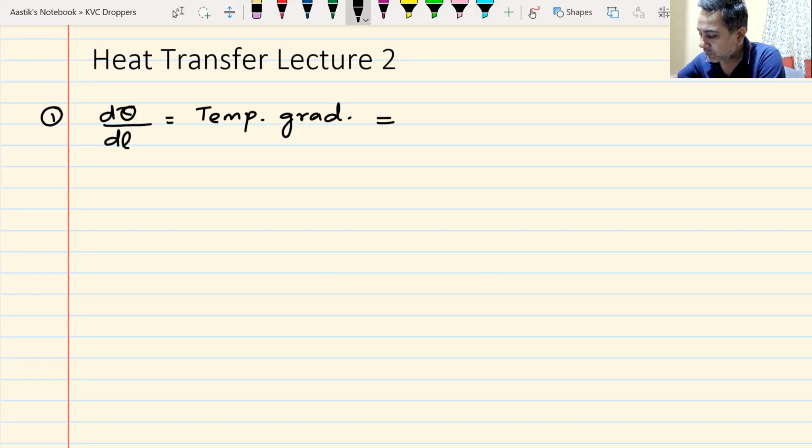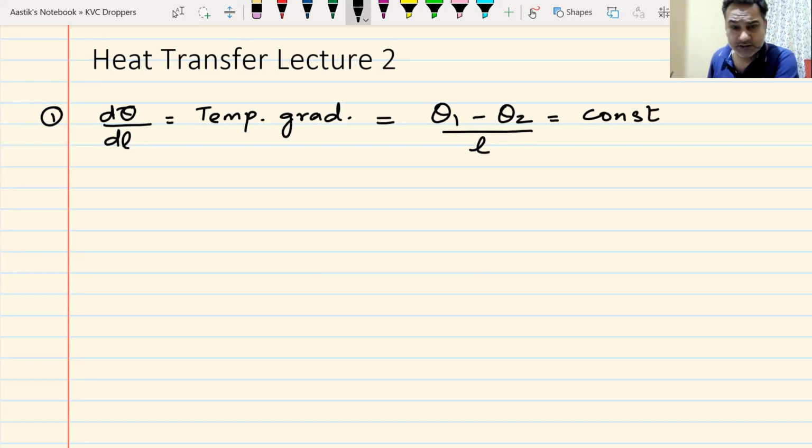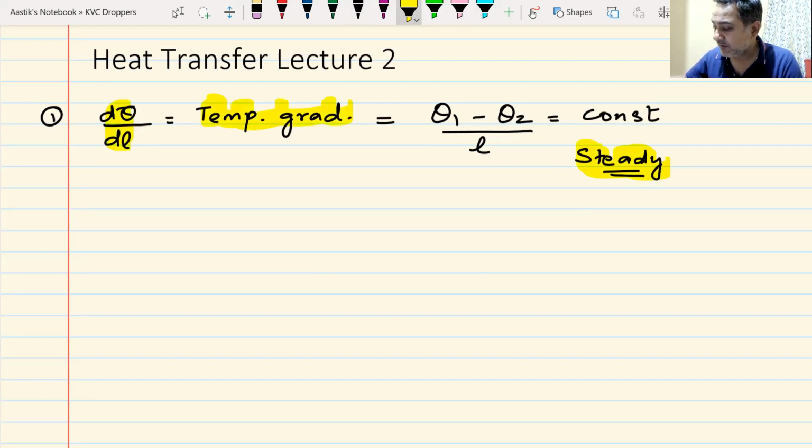And this is also equal to theta 1 minus theta 2 divided by L. And this is constant when the conduction or the heat flow is in a steady state. When we talk about steady state, the temperature gradient is constant. Do we recollect this?